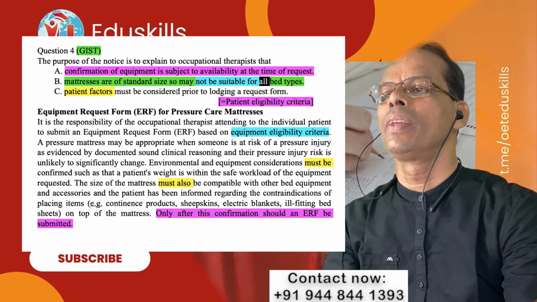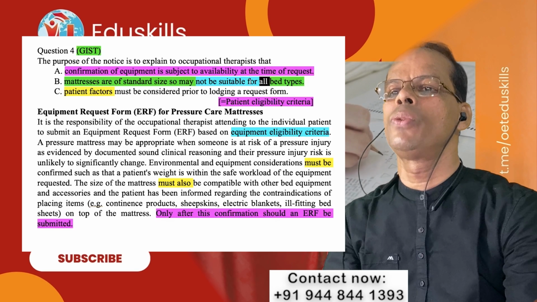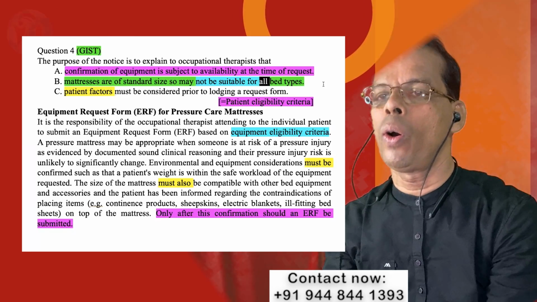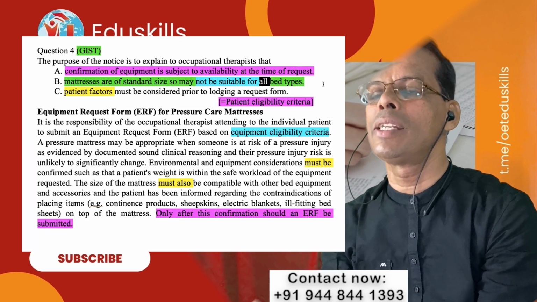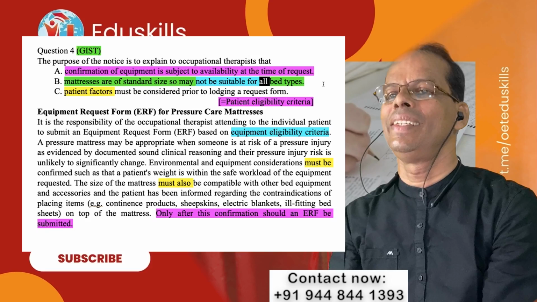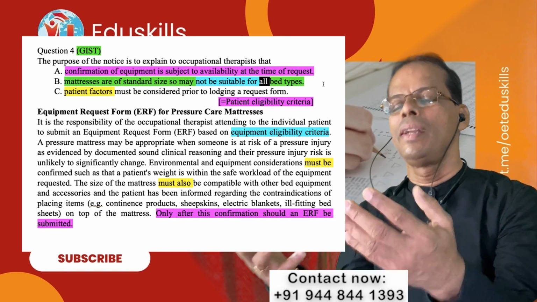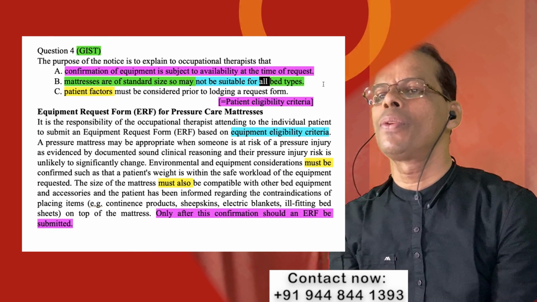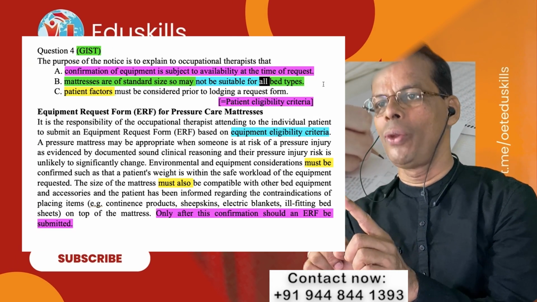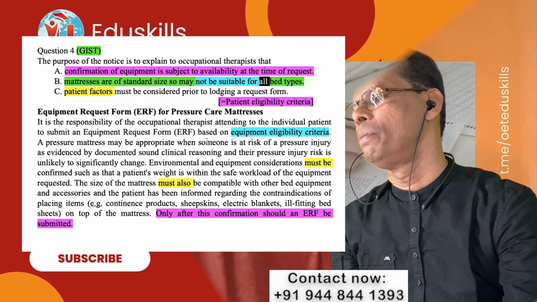You see here, mattresses are of standard size, so may not be suitable for all bed types. All is present there, but it doesn't mean all, because the negative came; that's why all is not absolute. It says not be suitable for all bed types, which means it is suitable for some bed types. So the meaning is not absolute. The word should be absolute, and in the context, the meaning also should be absolute, to eliminate.